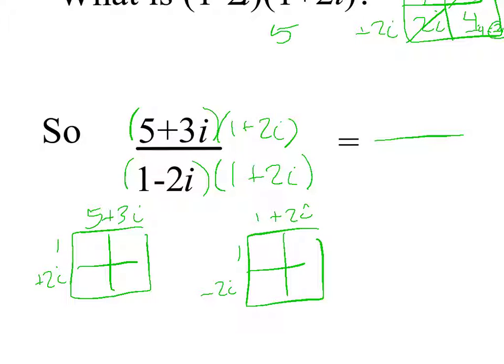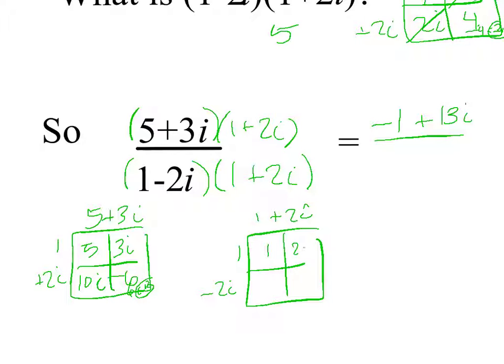So let's go with 5 plus 3i here. So we get 5, 3i, 10i, and then we get 6i squared, and the i squared is negative 1, so we really get minus 6. So on the top, we'll get negative 1, because we get the 5 and the negative 6 together, plus 13i. Now on the bottom, I know we already did this, but it's good practice.